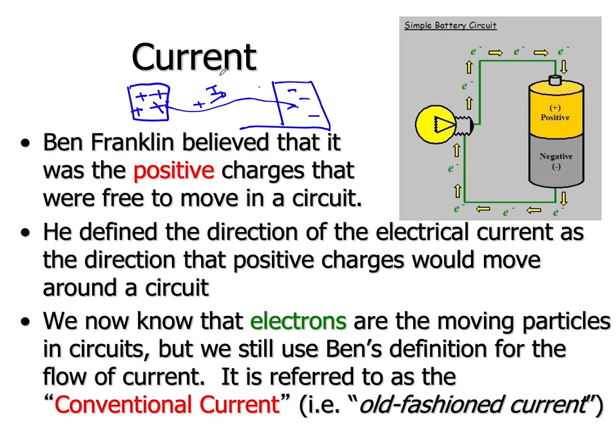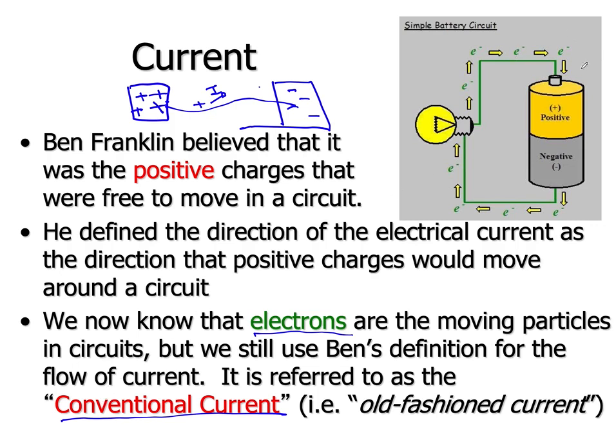It turns out it doesn't change the magnitude, it just changed the direction. Yes, we now know that electrons are the object that actually moves around the circuit, but most of the time we still use Ben's definition for the flow. In fact, all of the circuits on the AP Physics 1 exam talk about conventional current. And you're like, what's conventional? Conventional is another way of saying old-fashioned, a la Ben Franklin definition of current.